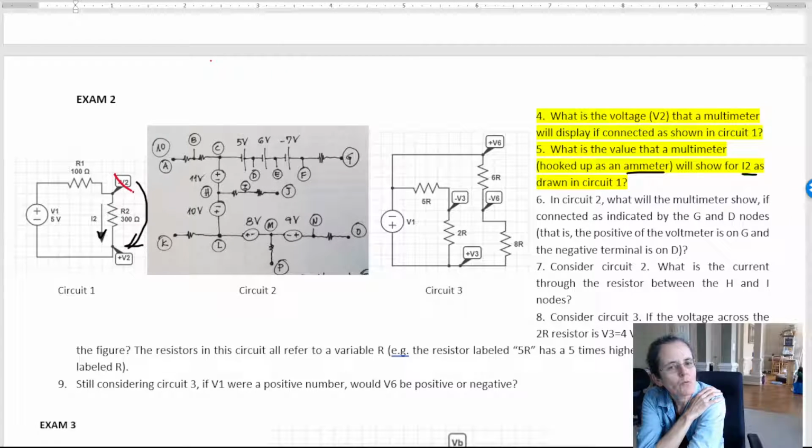So for this question number 5, I'm going to forget this one. I'm going to think, okay, you know what? Natalia is making it wrong here, but I'm going to leave it be. So I just want to look at I2, so I2 in the circuit.